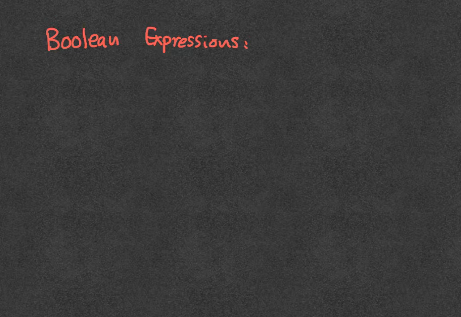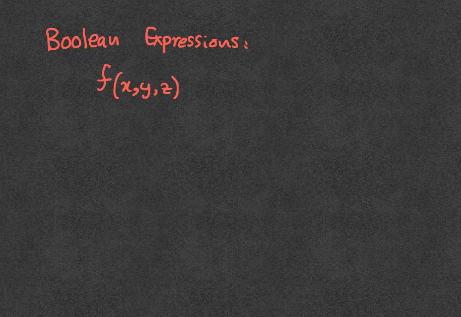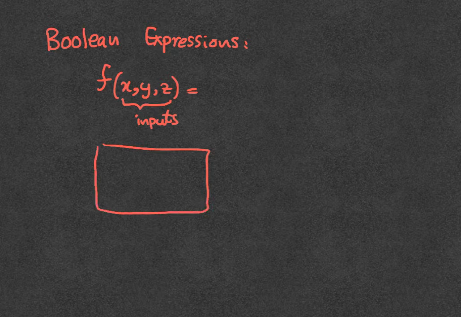Now let's see the Boolean expression. That's the second method to describe a digital logic system. Instead of drawing the truth table, you can write it as a function. So f is the name of the function, and inside the parentheses you put its inputs. So x, y, z now are going to be the inputs of your logic circuit.